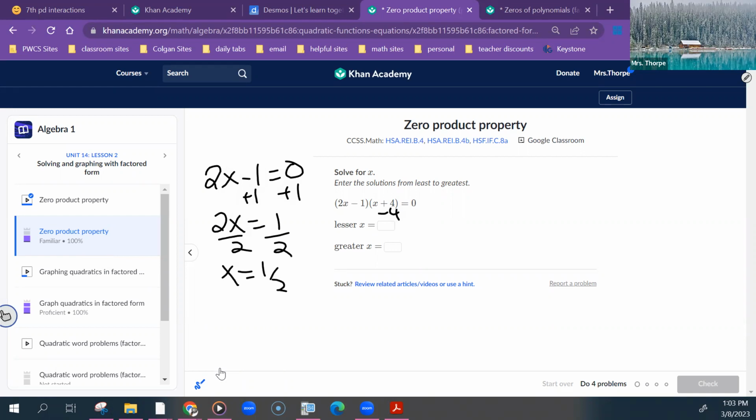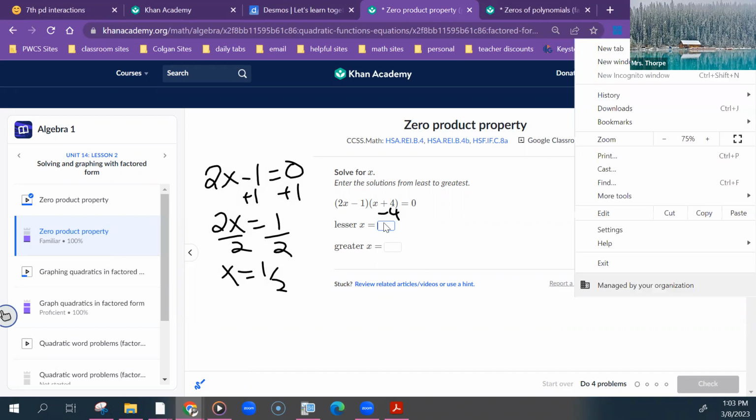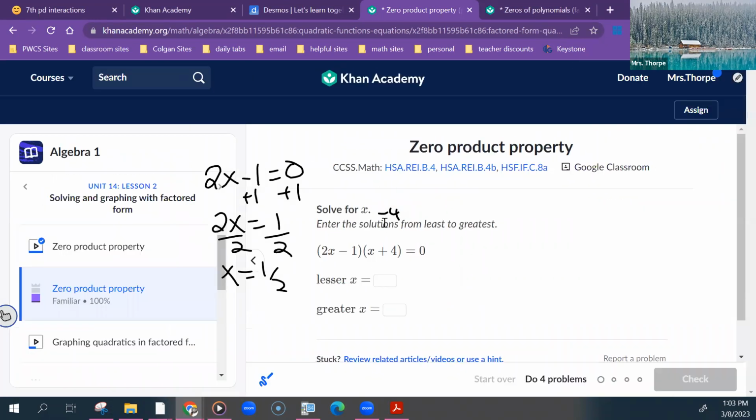And then the lesser would just be which is smaller between the two. Greater would be which one's bigger. And I just realized you guys can't see this. I meant to zoom this back out. My bad. It'll be -4 will be the lesser.